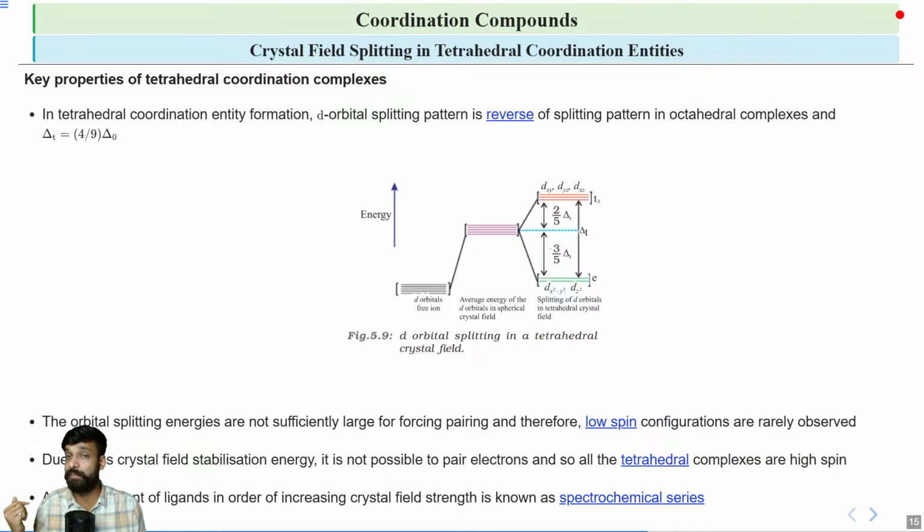So you can take any example of that. It can be tungsten, it can be molybdenum, it can be platinum, it can be palladium. For each of them, all ligands will act as strong field ligands. Got it? I hope this part is clear to you.